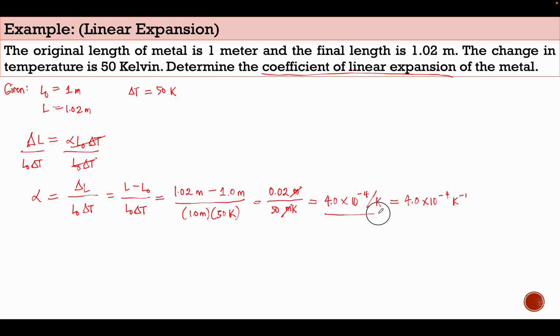So again, our coefficient of linear expansion for this metal is equal to 4 times 10 to the power of negative 4 per Kelvin, or we can also have it as 4 times 10 to the power of negative 4 per Celsius degree. So they are still the same. Okay, so this is for our second example.